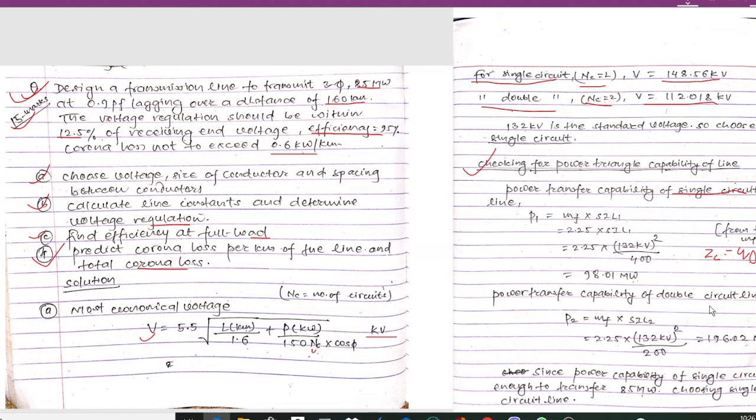Similarly, the power transfer capability for the double circuit line will be P2 equals MF into SIL, where MF is 2.25 and SIL is kV squared upon ZC. In the double circuit line the impedance is halved, so ZC of 400 becomes 200. If you calculate, you get 196.02 megawatt, and the power given is 85 megawatt. In conclusion, since the power capability of a single circuit is enough to transfer 85 megawatt, we choose the single circuit line.